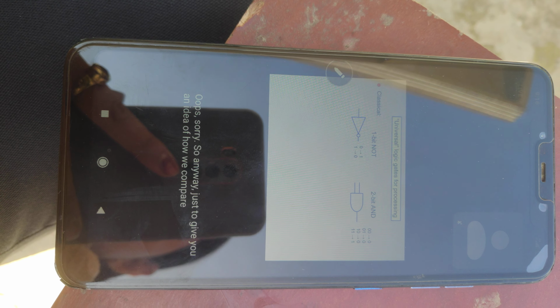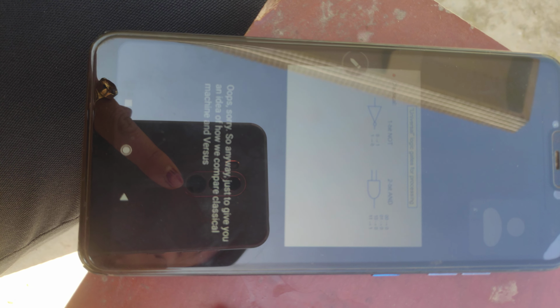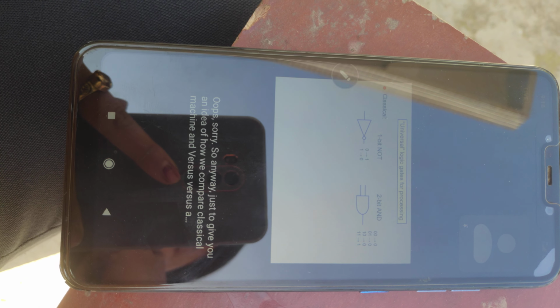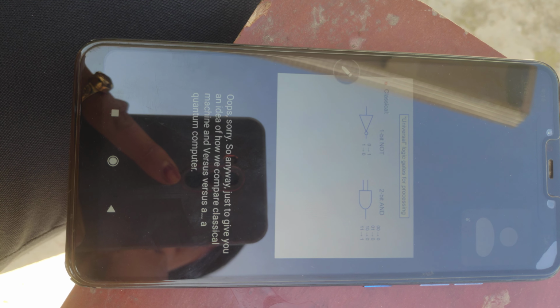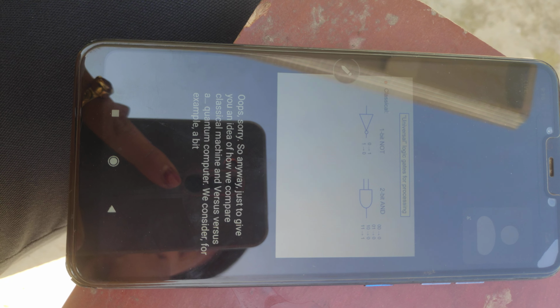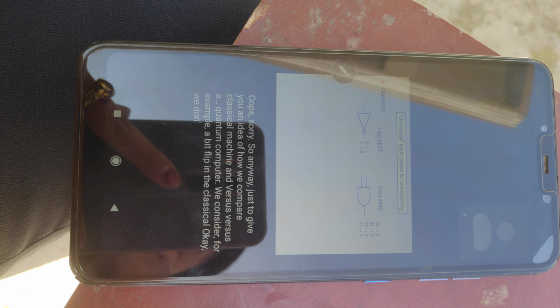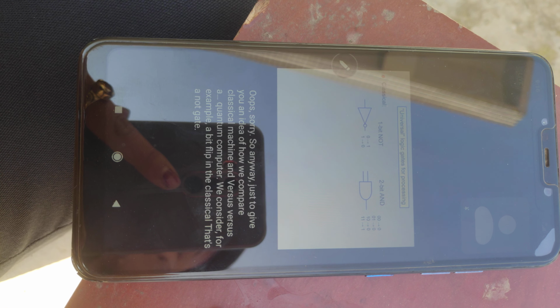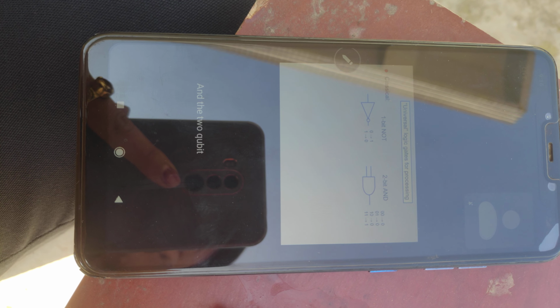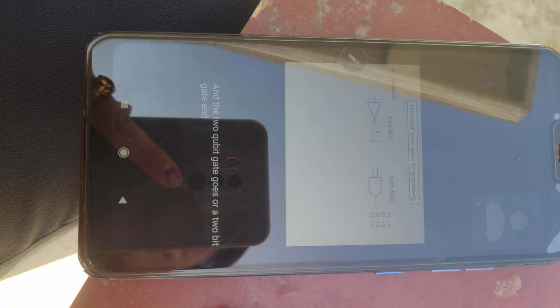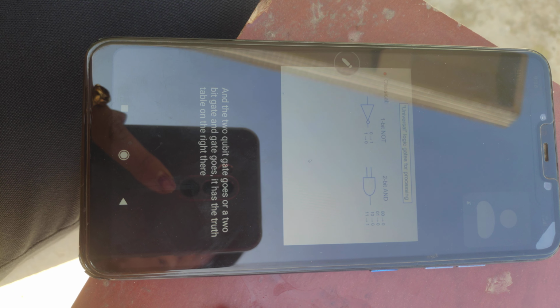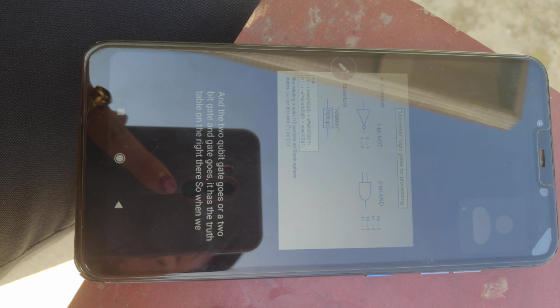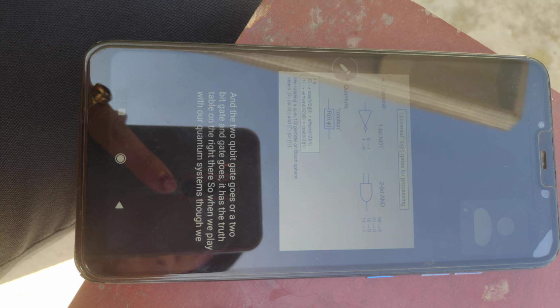So anyway, just to give you an idea of how we compare a classical machine versus a quantum computer. If we consider, for example, a bit flip in the classical gate, that's a NOT gate, and a two-bit gate, an AND gate, it has the truth table on the right there. So when we play with our quantum systems, though, we think about different operations.